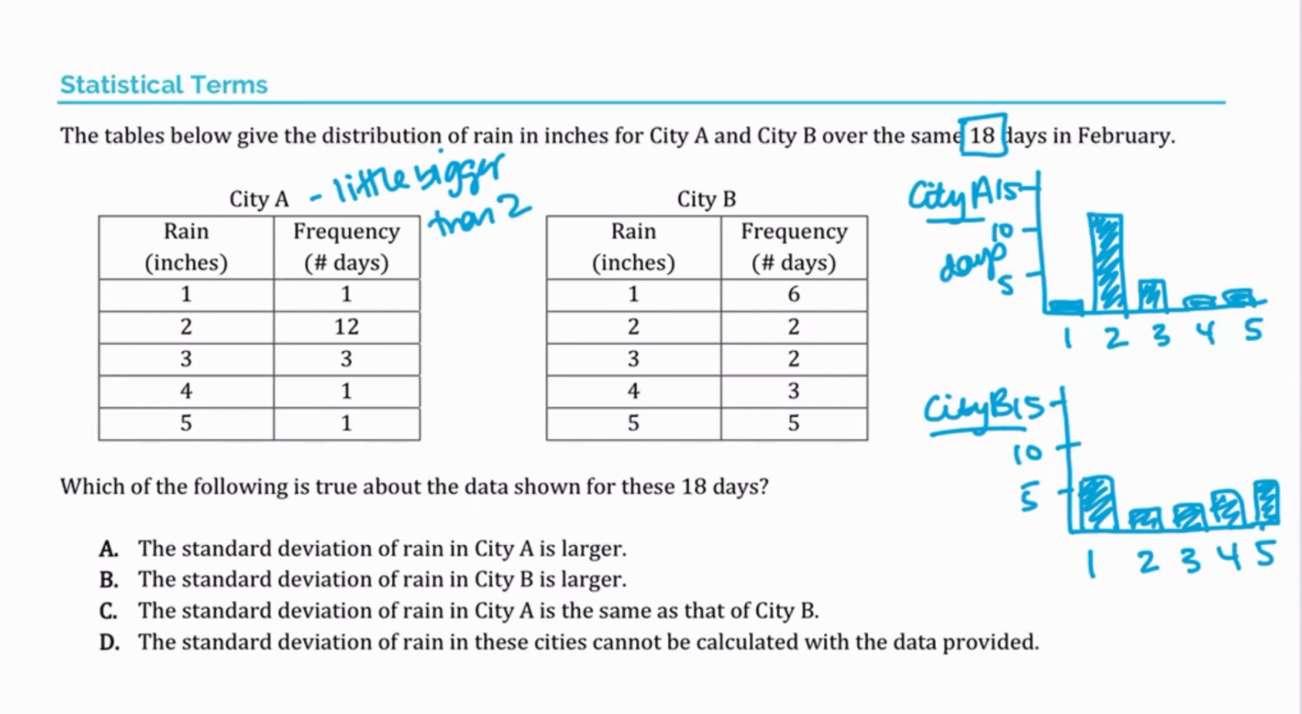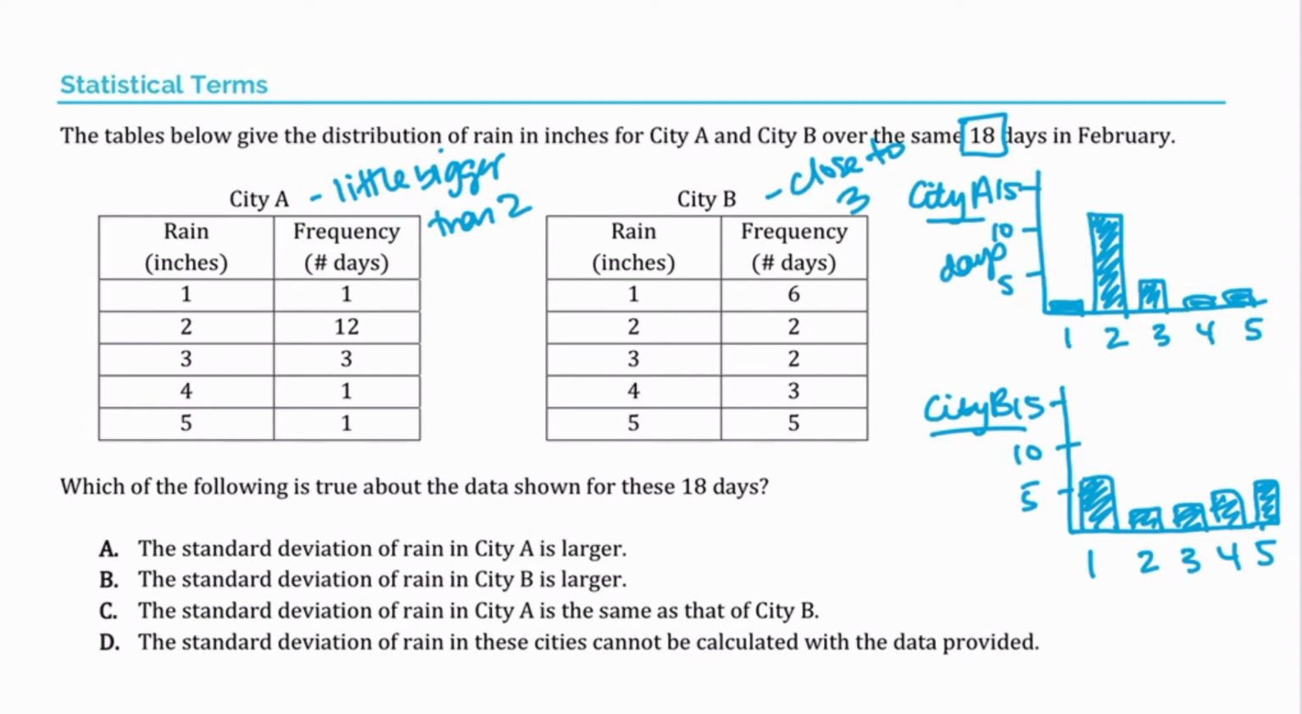That means that for city B, our average is probably going to be much closer to 3, and then we're going to have a lot of values like 1s that are going to be 2 spaces away from 3, and we're going to have more values like 5s that are also going to be 2 spaces away from that average around 3. So here our average is likely close to 3.